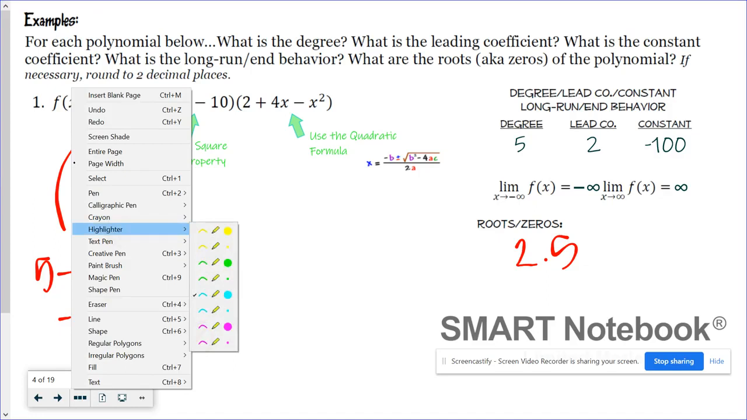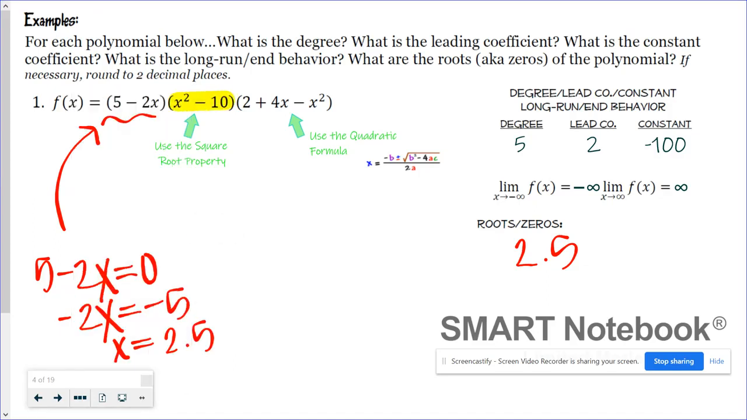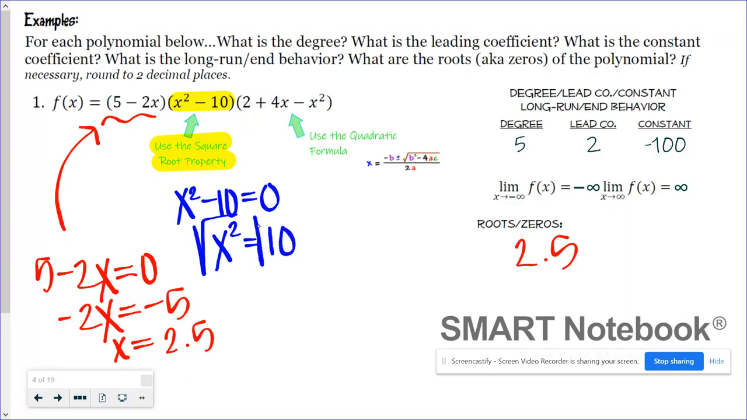Taking a look at my next factor, we have x squared minus 10. And I say use the square root property with this one, right? So I'm going to take the factor x squared minus 10, and I'm going to set it equal to 0. And so, yeah, it makes sense to use the square root property. So I isolate the quadratic expression by adding 10 to both sides, and then I take the square root of both sides. So I get that x is equal to positive and negative square root of 10. And that is positive and negative 3.16. I'll just write that over here.